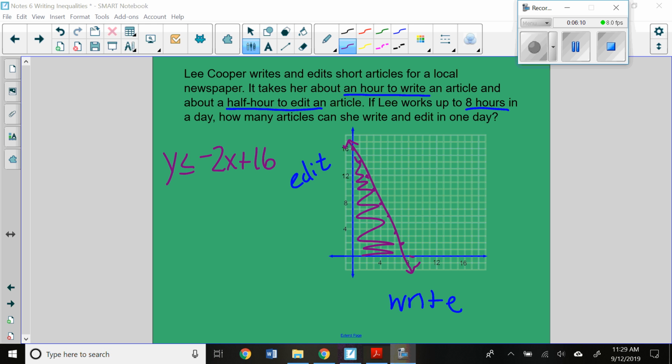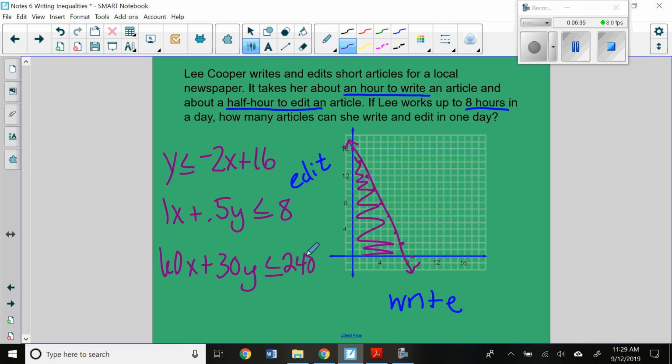All right, how did you guys do with this one? When you simplified, it ended up like that. Some of you may have written 1x plus 0.5y is less than or equal to 8, leaving it all in hours. Some of you might have switched it to minutes, so 60x plus 30y is less than or equal to 240, and both of them gave you the same answer.